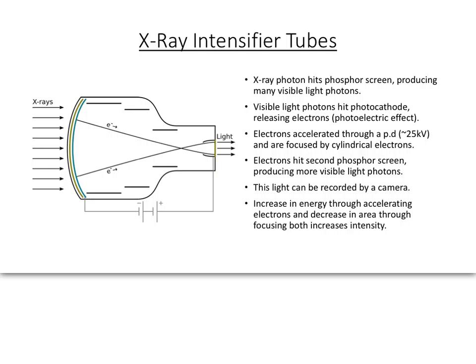The electrons then hit a second phosphor screen, which produces even more visible light photons. So then you've got all this light coming through, which can be recorded by a camera. The increase in energy through both accelerating the electrons and decreasing the area by focusing these electrons increases the intensity.